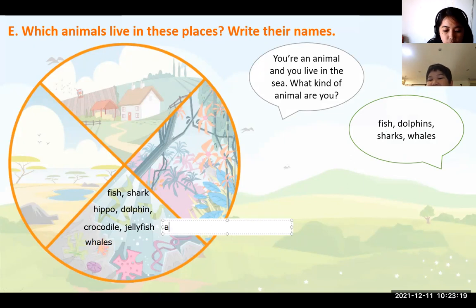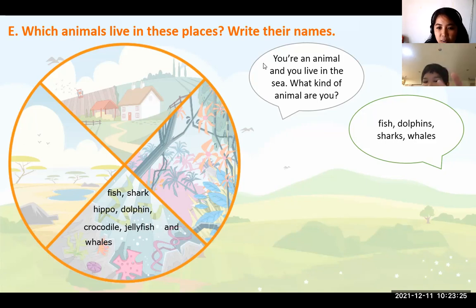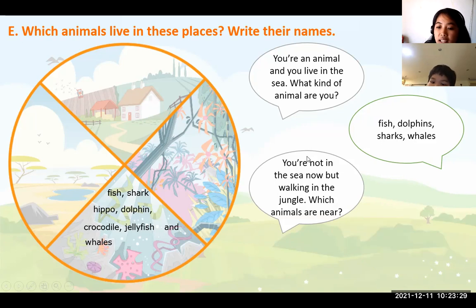Yeah, and I think hippos and crocodiles should be in the group. Okay, so now you're not in the sea now, but walking in the jungle. Okay, so this is a jungle. So which animals are living in the jungle? Tiger, a bear? Yes. Tiger, bear, snake?